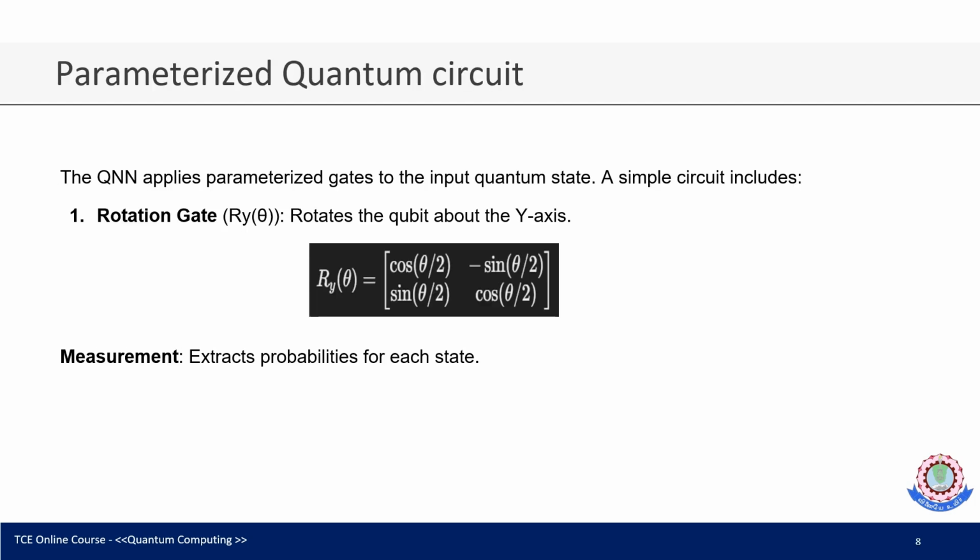The parameterized quantum circuit is applied here. The QNN applies parameterized gates to the input quantum state. A simple circuit includes the rotation gate Ry(θ), which rotates the qubit about the y-axis. Ry(θ) = [[cos θ/2, −sin θ/2],[sin θ/2, cos θ/2]]. Then we can have simple measurements within each state.